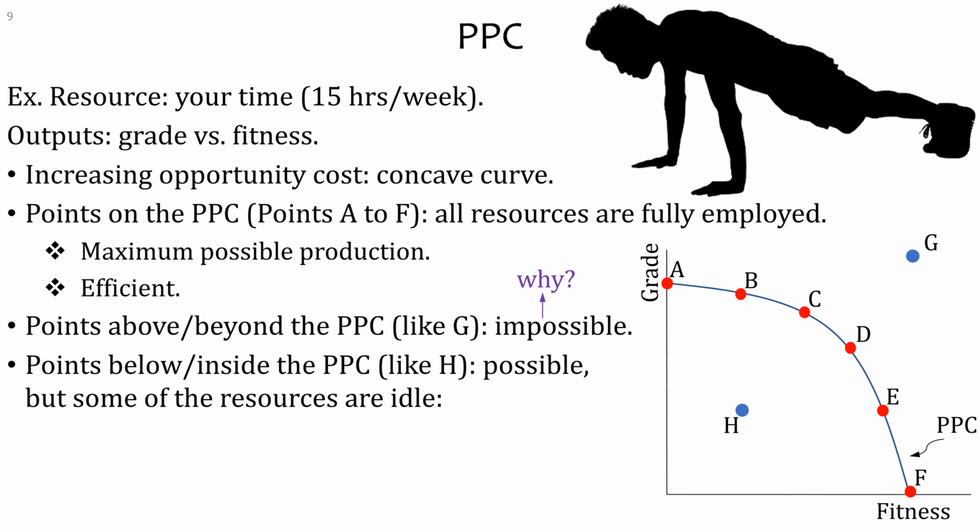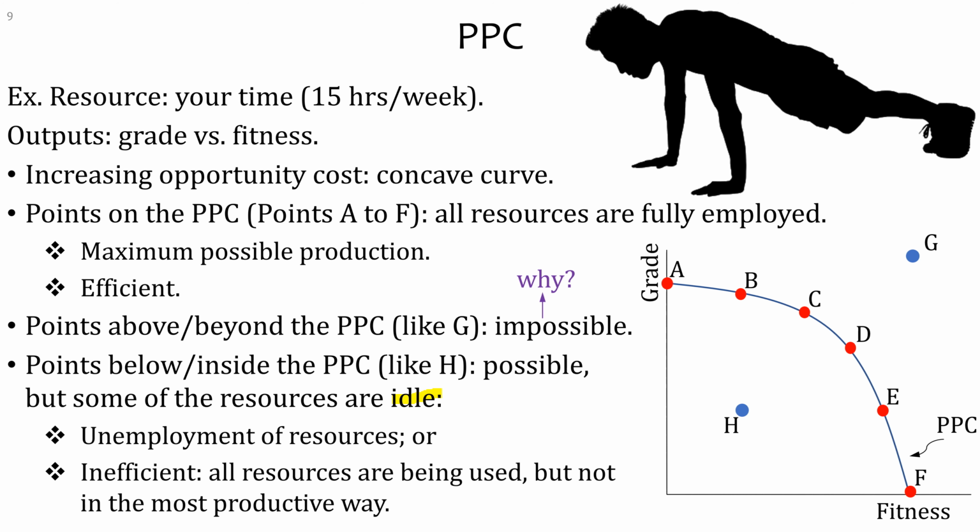Points below or inside the PPC, like H, are possible, but some of the resources are idle. If you don't know this word idle, it means not working. So you might want to write it down or look it up. So that's when you have unemployment of resources, or you have inefficiency, which means all resources are being used, but not in the most productive way. In other words, point H is wasteful. So inefficient means wasteful. So we have two important concepts here, unemployment and inefficiency.